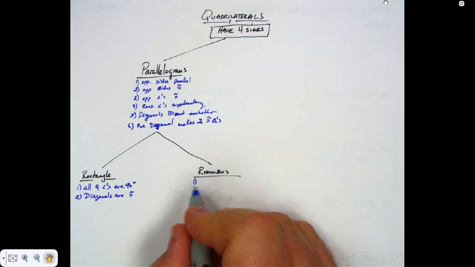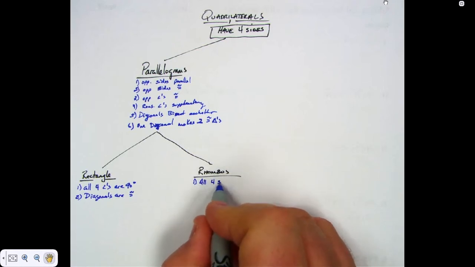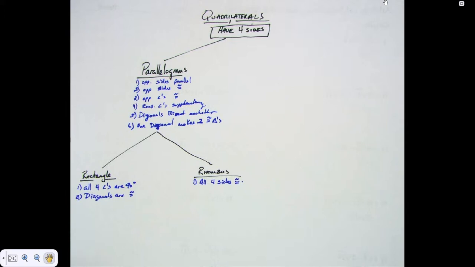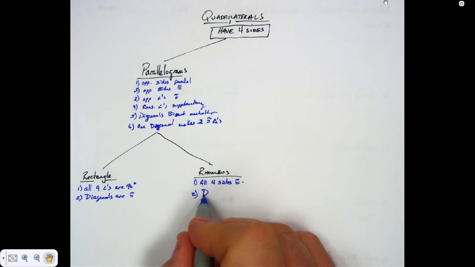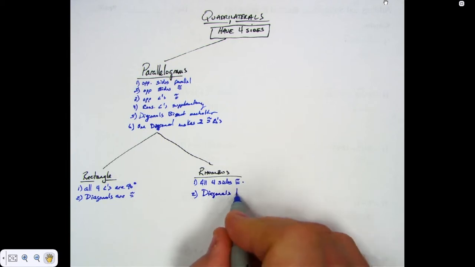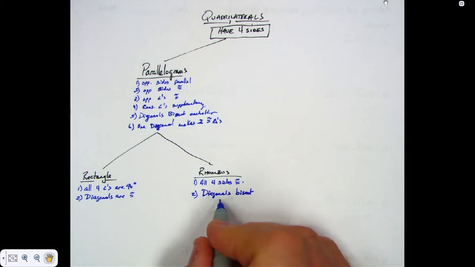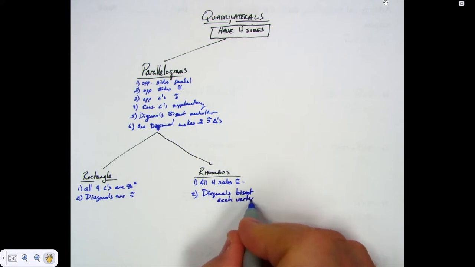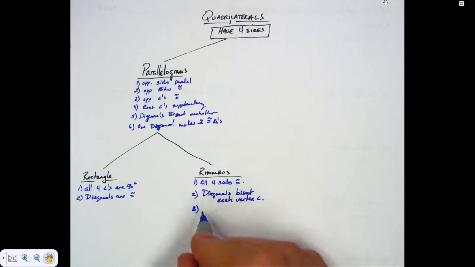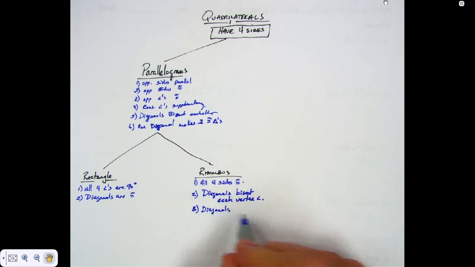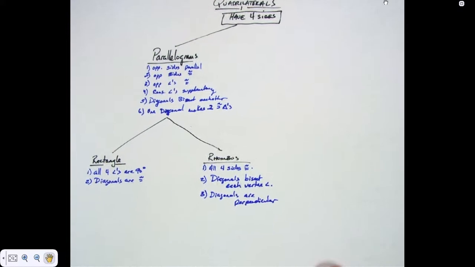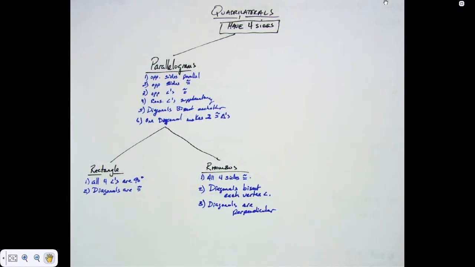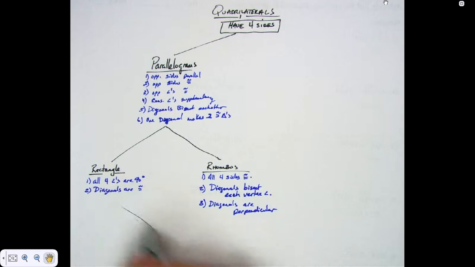Things that are true about a rhombus. What makes it a rhombus? All four sides are what? Congruent. Diagonals bisect each vertex angle. Diagonals are perpendicular. Is that everything? Does anybody have those notes from the other day so we can check ourselves?